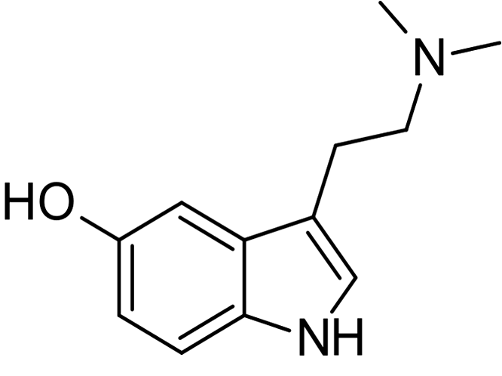Nomenclature. Bufotenin, bufotenine, is also known by the chemical names 5-hydroxy-N,N-dimethyltryptamine, 5-HO-DMT, N,N-dimethyl-5-hydroxytryptamine, dimethylserotonin, and mapine.